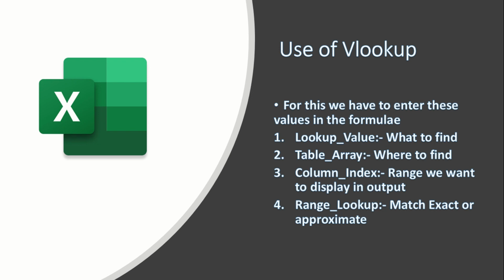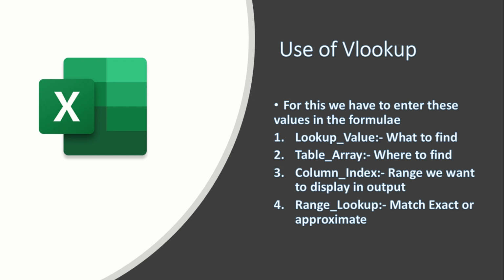Whenever we enter the VLOOKUP formula in our Excel sheet, it asks for four things. First, the lookup value. That means what to find. Whenever you ask Excel to perform the VLOOKUP function, it first asks what it is supposed to find. So first you have to select the cell whose value you want to find in another sheet or another workbook. Second, the table array, that is, where to find.